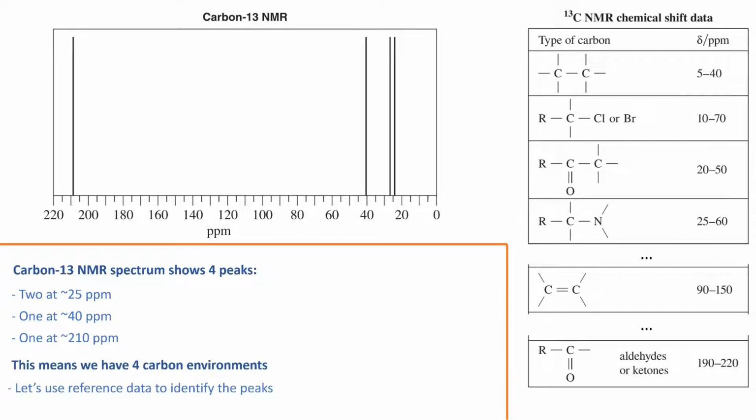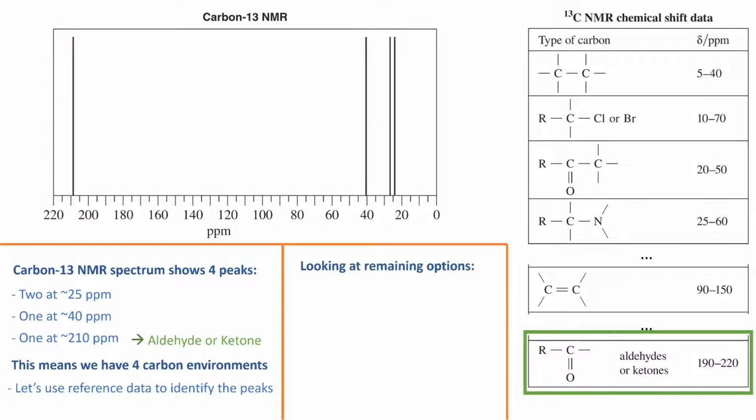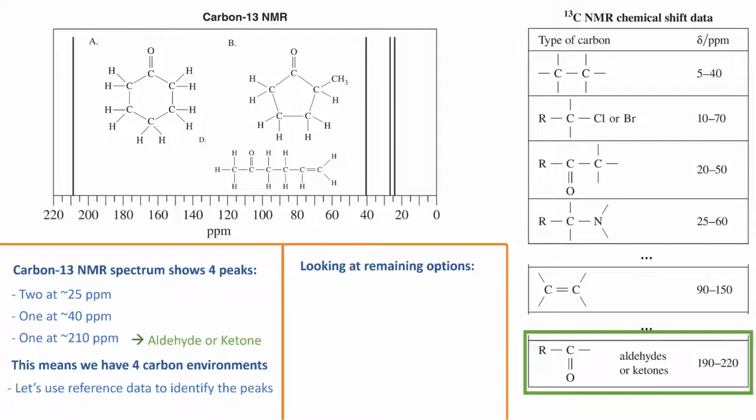Let's use the reference data from the back of the exam paper to see if we can identify some of these environments. Firstly, one peak sits far beyond all the others, and that is the one at 210 parts per million. Looking at our reference data, there is only one functional group that has such a high chemical shift, and that is the aldehyde ketone group, usually seen at 190 to 220 parts per million. Therefore, we can already assign this peak to that group. Looking at all the remaining options, A, B, and D, we can see they all contain ketone, so that fits in with the spectrum.